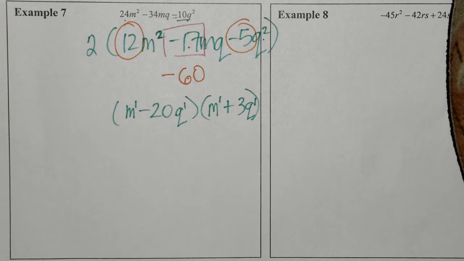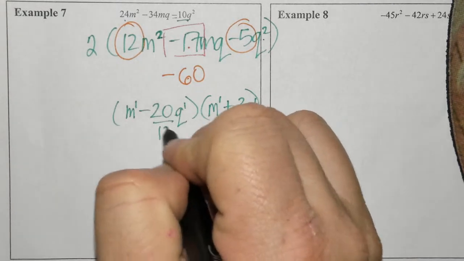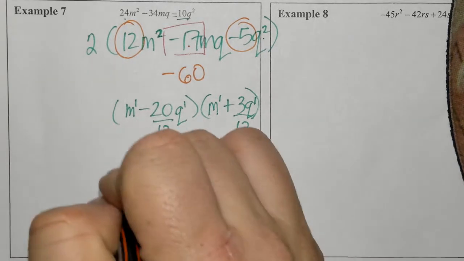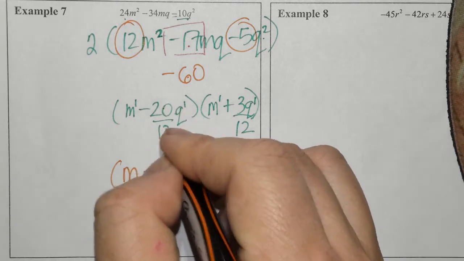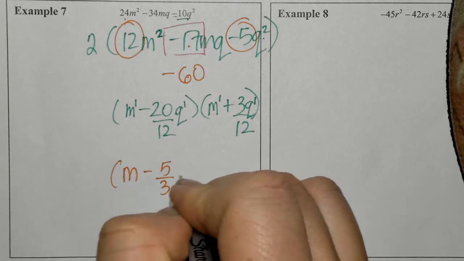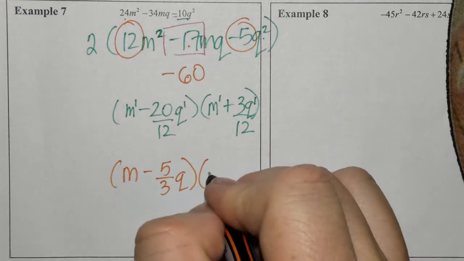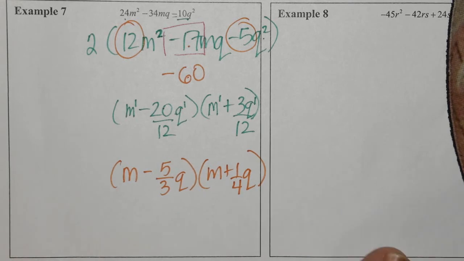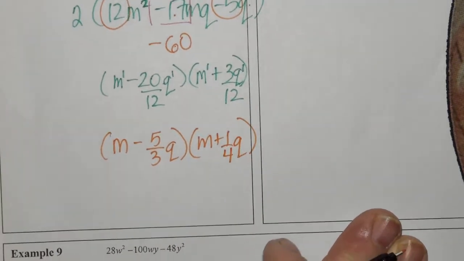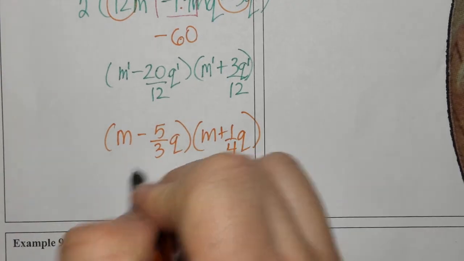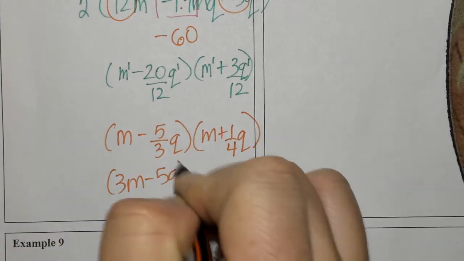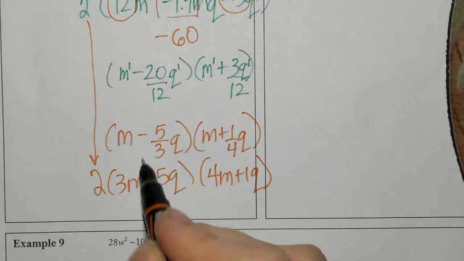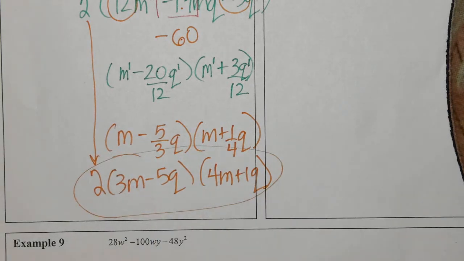It is still necessary to do bottoms up because 12 is different than a positive 1. So I put 12 underneath the 20 and the 3, and then simplify if possible, dividing each of these by 4 and each by 3. The fractions have been simplified. Because they do not turn into an integer, I'm going to do bottoms up, 3m minus 5q, and 4m plus 1q, and don't forget to bring the 2 down. There's the final answer.